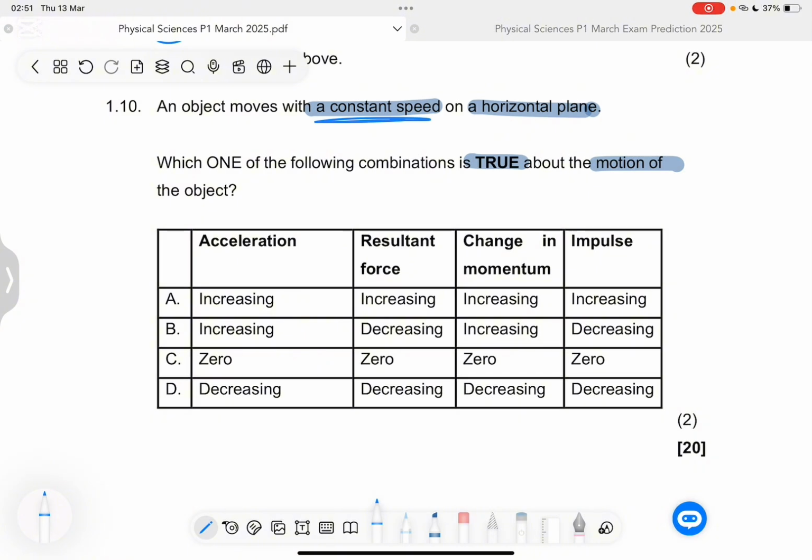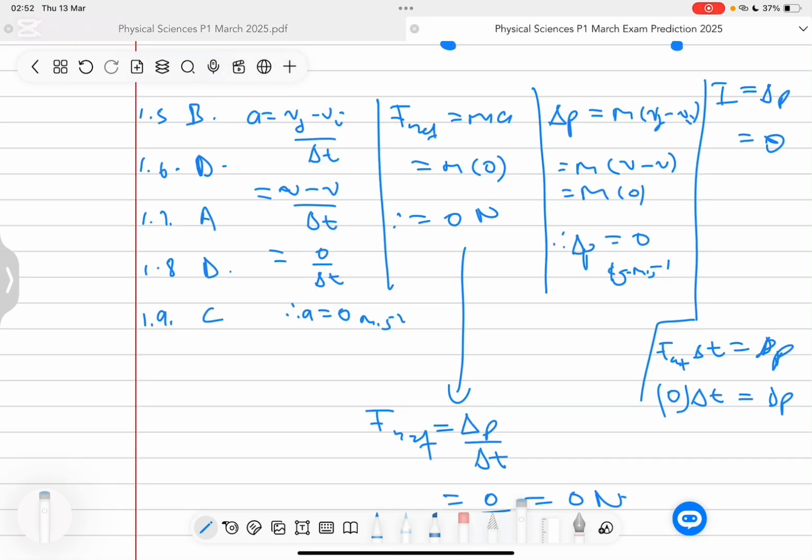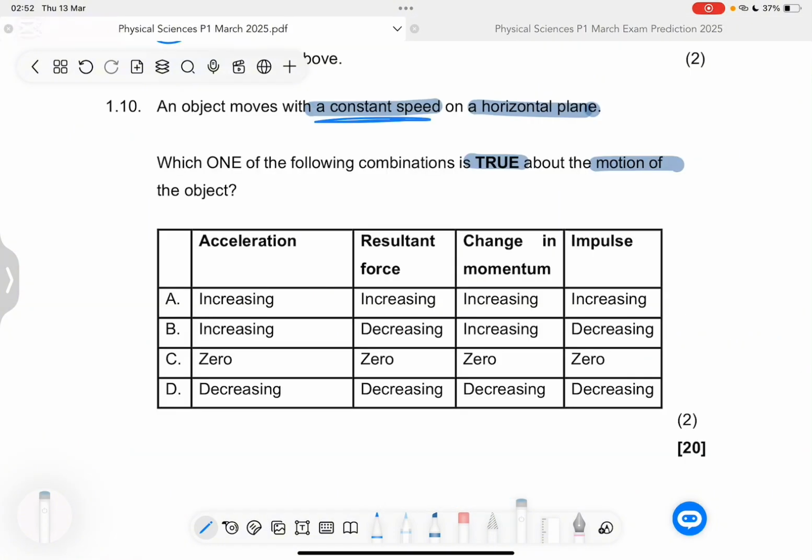So my option here cannot be A, it cannot be B, 0, 0, 0, 0. It is actually indeed C. Our answer is C. And there's no decrease or any of that. These are wrong.